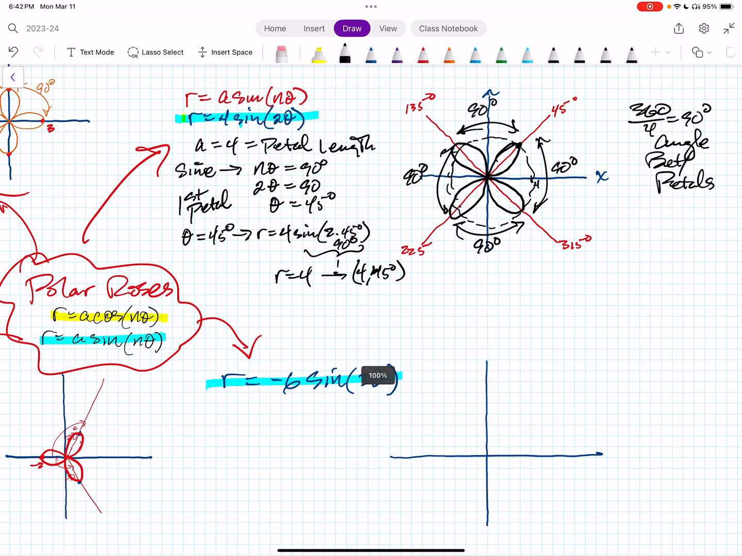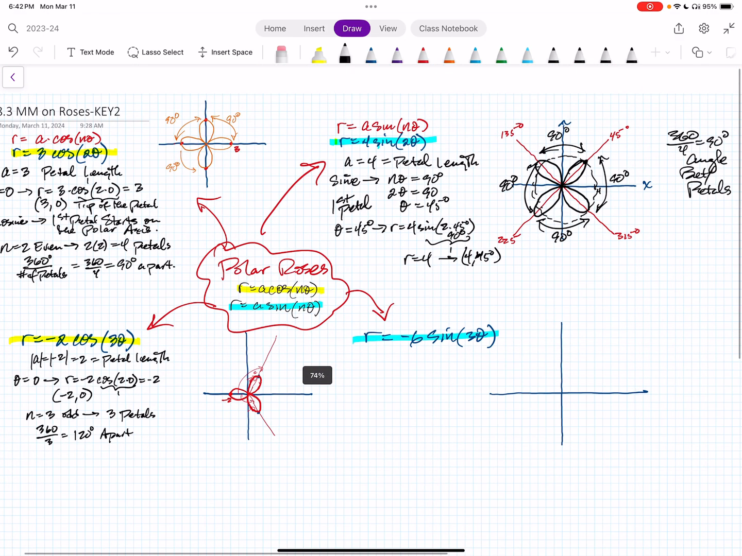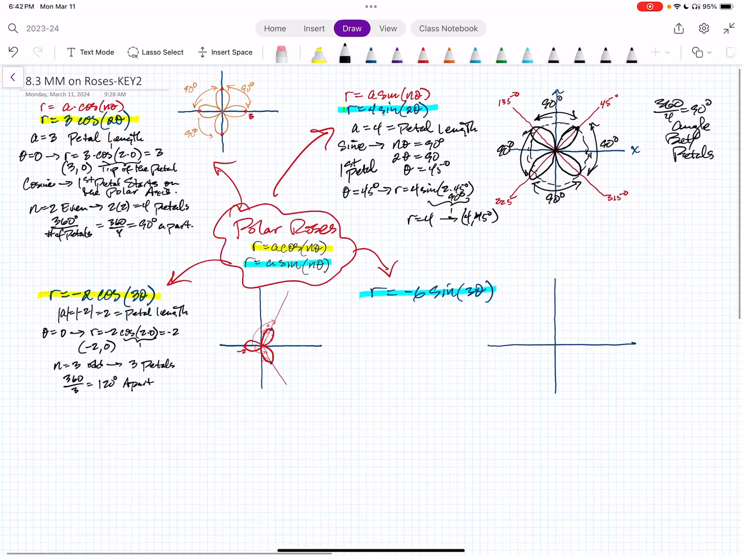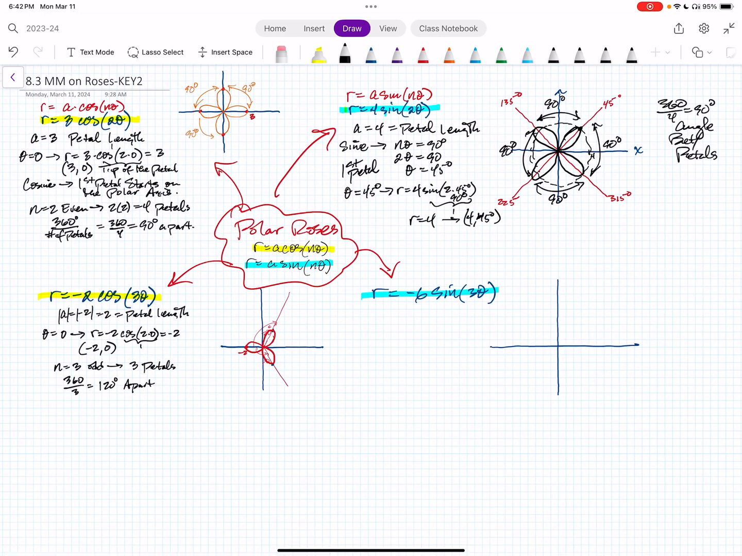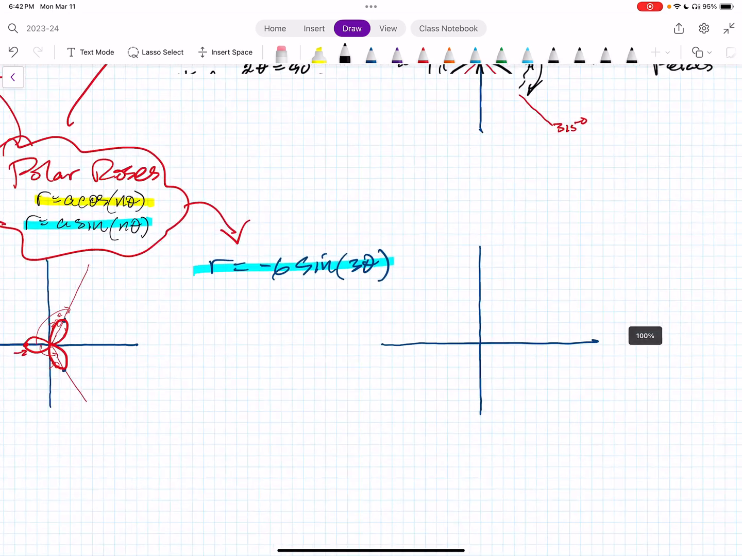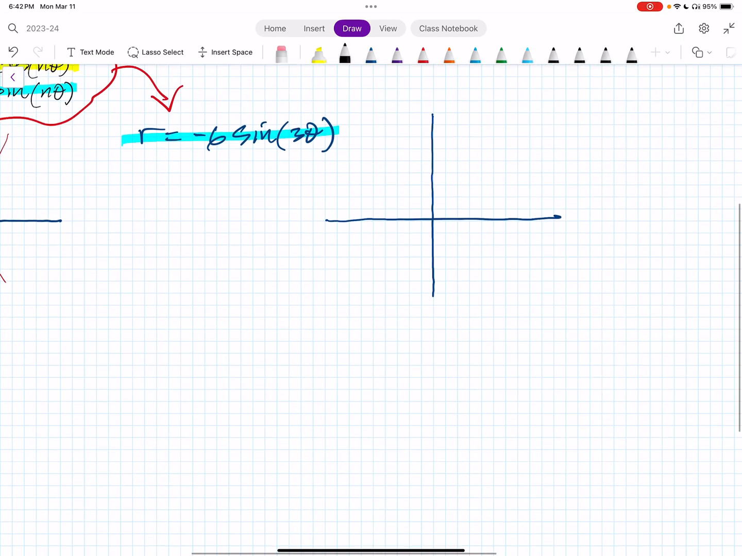I'm going a little bit fast only because I'm in a video here, and so if I was doing this as a student and I was turning this in, I would do a little bit better job and slow down. Okay, but you got the idea. Okay, now this one's a little tricky, so you got to be careful here. So here r equals negative 6 sine theta, where a is negative 6.